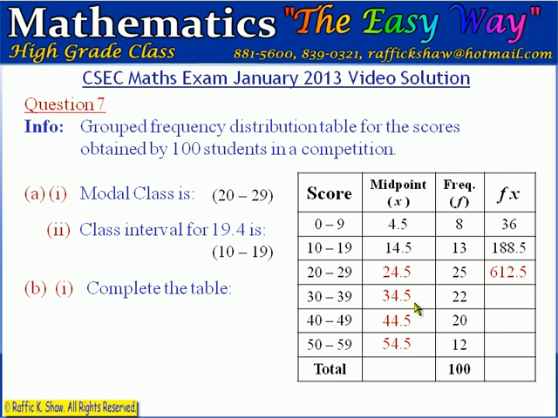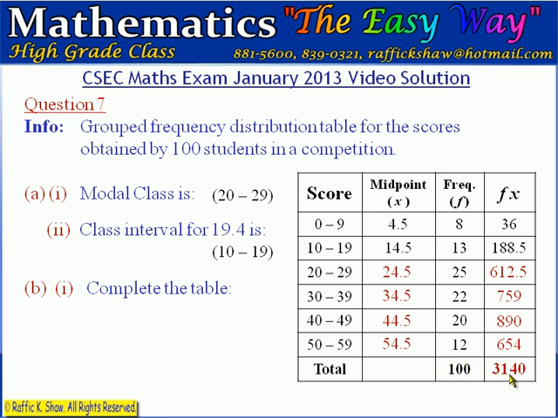And then for here we multiply 22 by 34.5, that result is 759, and then we will multiply 20 by 44.5 for this cell, which is 890, and then multiply 12 by 54.5 to get this value of 654, and then the total here would be the sum of these values, and that total is 3140, and represents an estimate of the total score by the 100 students.